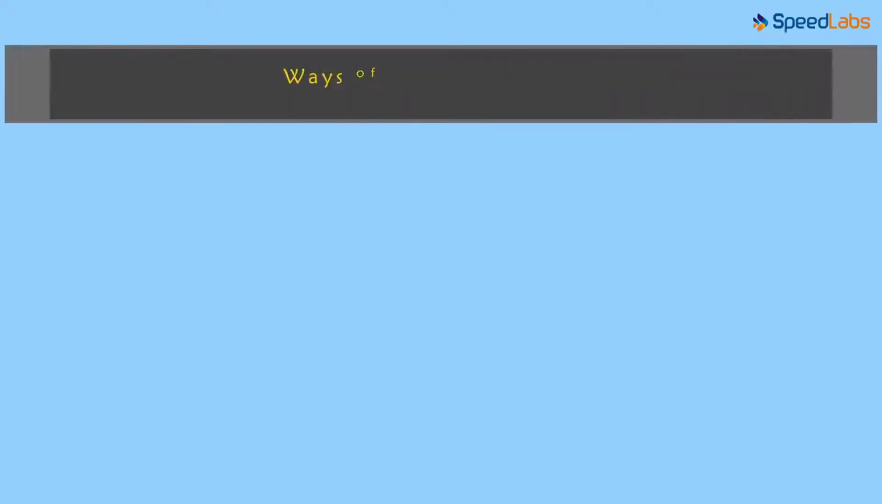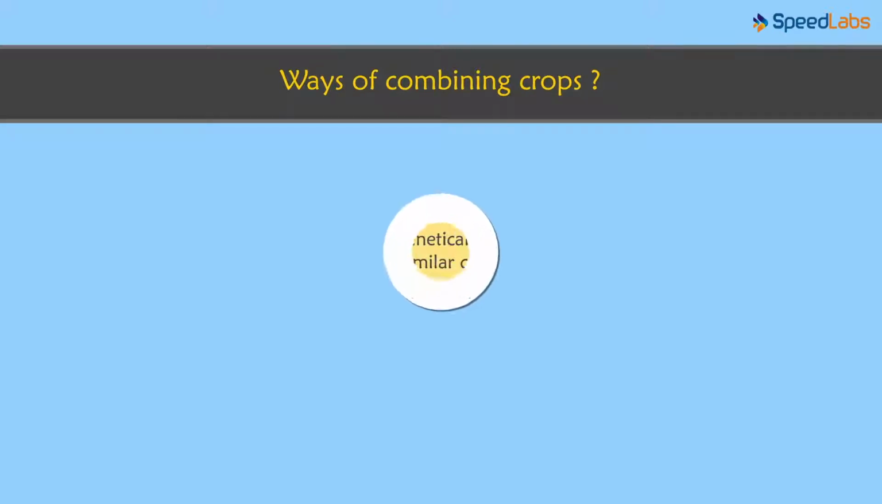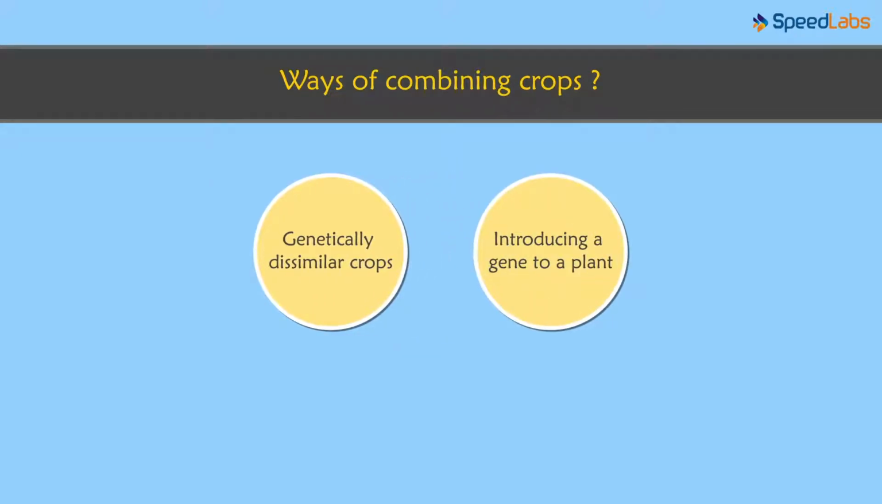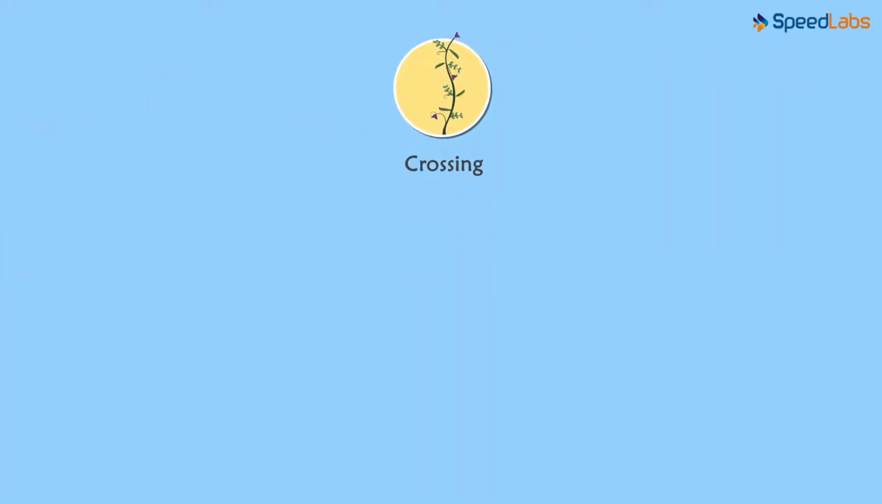Which are the different ways of combining crops? One could be the combination of genetically dissimilar crops. And what could be another method of introducing desirable qualities? Introducing a gene to a plant can also give a new variety of plants. When we want to produce a new variety of plants by crossing, we can employ 3 different types of methods. Can you take a guess at what they could be?